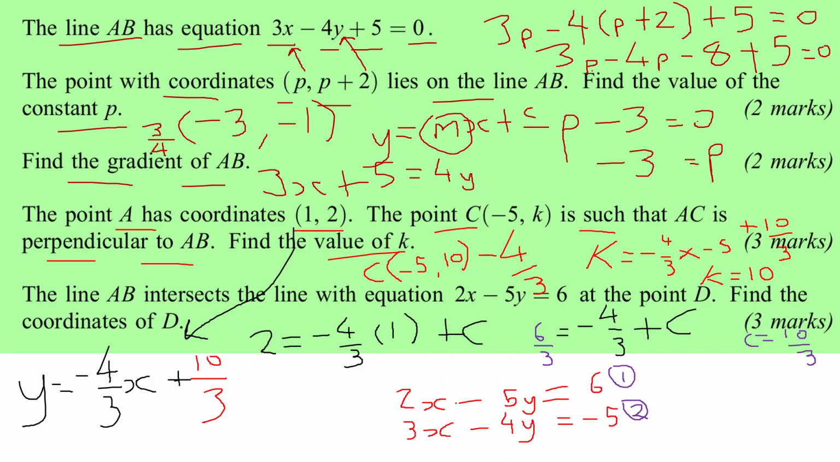So I've got one of two options. I can times the top equation by 4 and the second one by 5, or times the top equation by 3 and the second by 2 to eliminate the x. I'm going to try and eliminate the x here just for my purpose. I'm going to times the top by 3, and the second equation by 2.